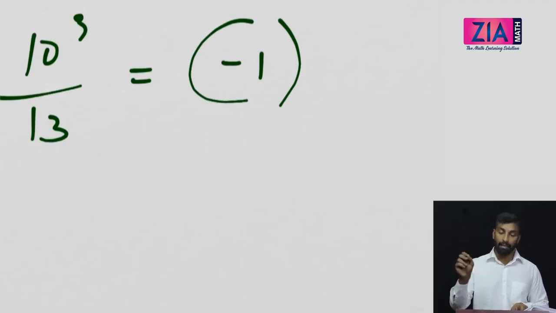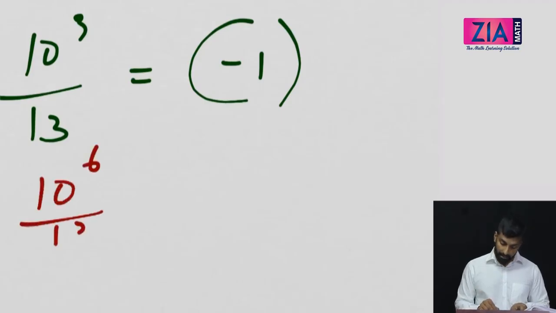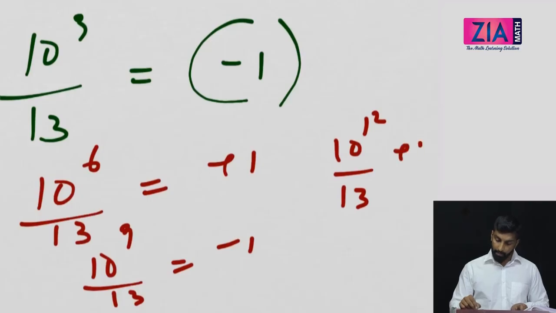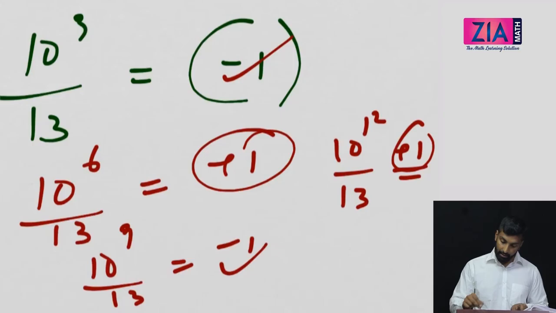Now we don't want to check other numbers. If 10 cube by 13 is minus 1, 10 raised to 6 by 13 will be plus 1 as a remainder. 10 raised to 9 by 13 will be minus 1. 10 raised to 12 by 13 will again be plus 1, right? Alternate minus 1, plus 1. So this is minus, this is minus, this is plus, and this is plus.